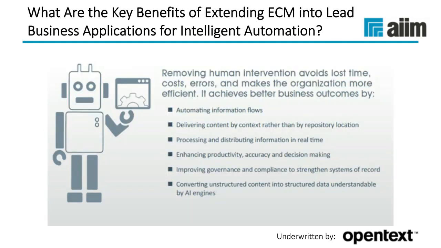to come back to that why question that we started things with: what are some of the key benefits? They occur in areas like automating information flows, delivering content in context, distributing information in real time, enhancing productivity, and better decision making. And an incredibly important thing is that when you think about intelligent automation, you don't want to abandon everything we've learned over the years about compliance, records, and life cycle management, because you still need those tools in order to stay in compliance.